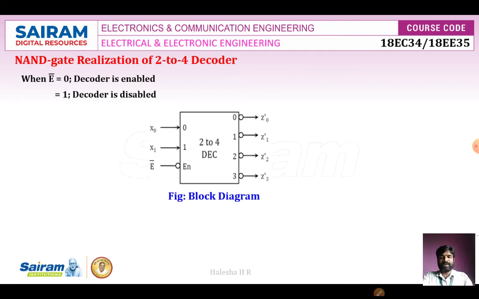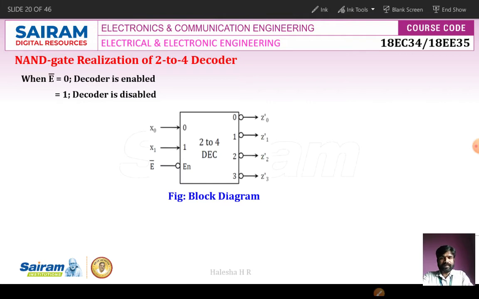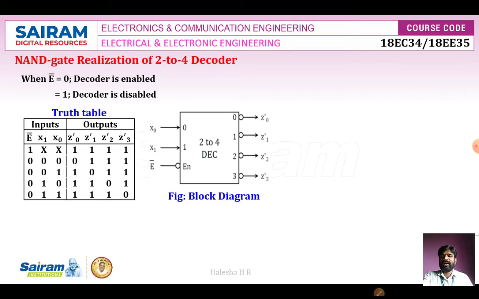So again, in the truth table, let's see the truth table. The input side is E bar, X1, X0. Suppose E bar is 1, that means the decoder is disabled. So whatever X1 and X0 may be, all outputs are 1 1. All outputs being 1 1 means not selected, since the outputs are active low.